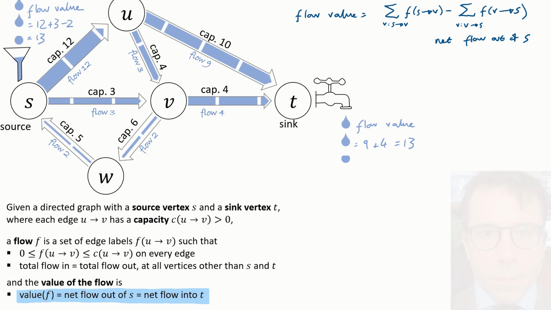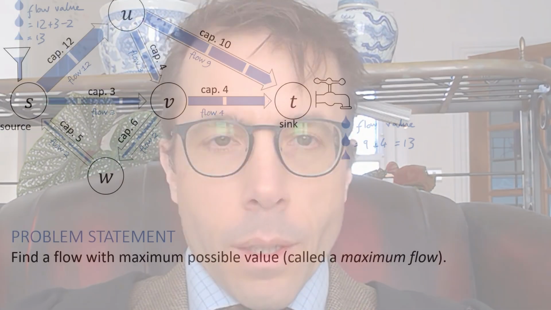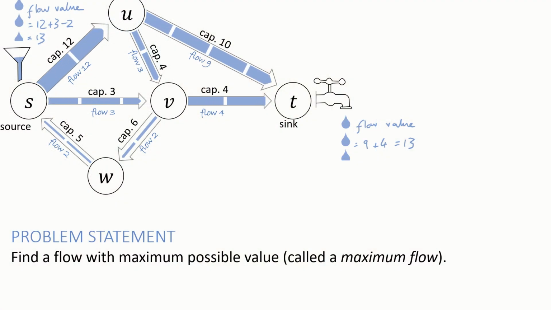Anyway, the reason I'm banging on about all this symbol pushing is because unless we can state exactly what it is we want to achieve, namely finding a value f on each edge that satisfies all these equations, we can't even begin to argue that our algorithm does what we want. And so what is it that we want? We want to find a flow with the maximum possible value.